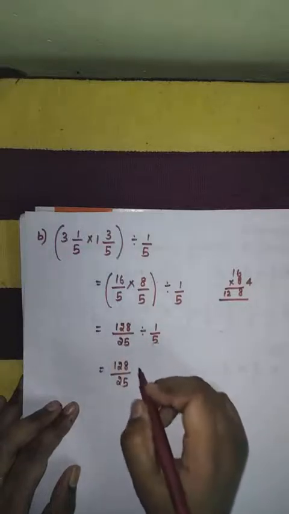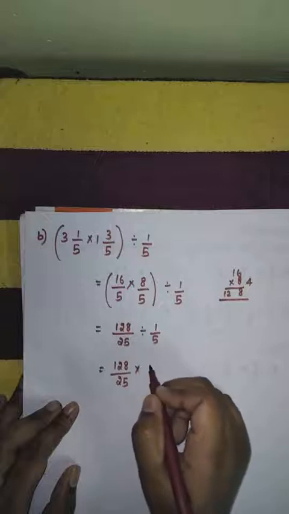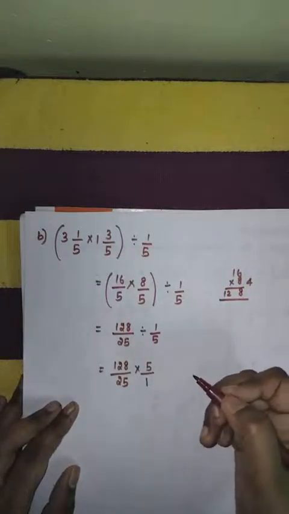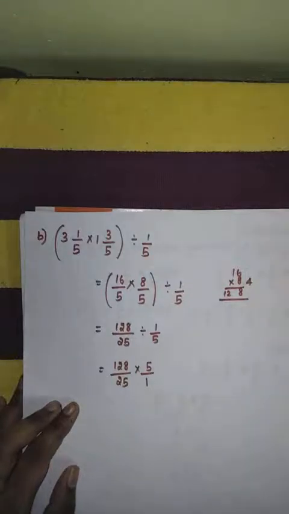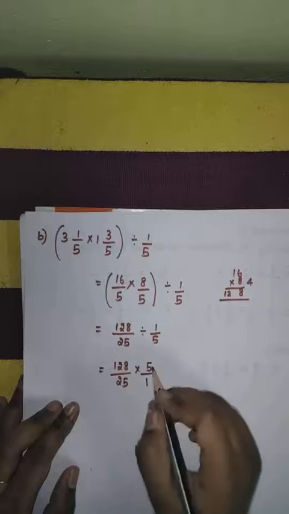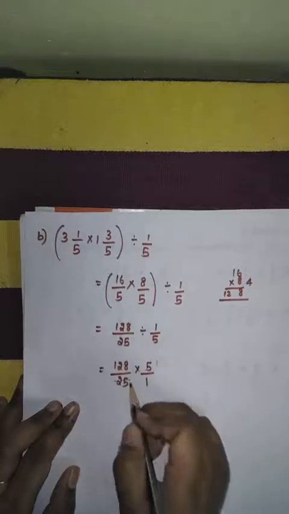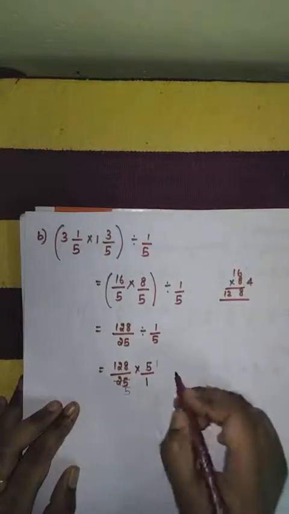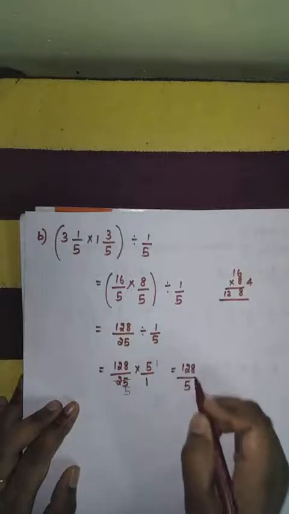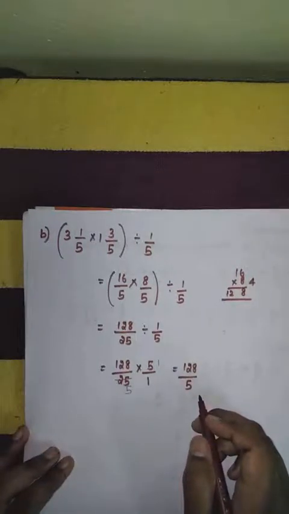This division sign will change into a multiplication sign. Then 5 by 1. So what's the next step? If there is any common factor, just cancel it. We can cancel 5 and 25. 1 5 is 5, 5 5s are 25. So 128 by 5. Now your answer is in the form of an improper fraction.